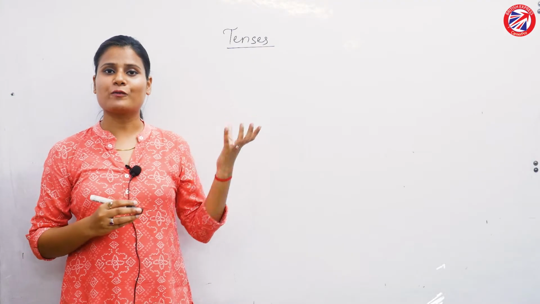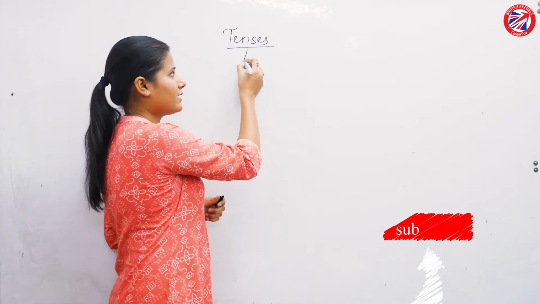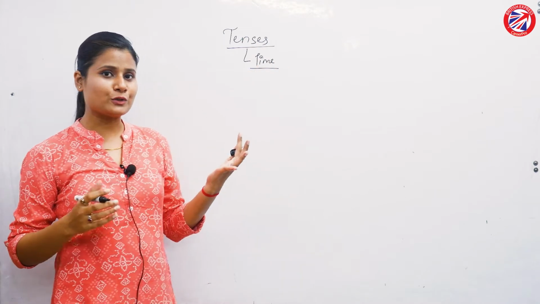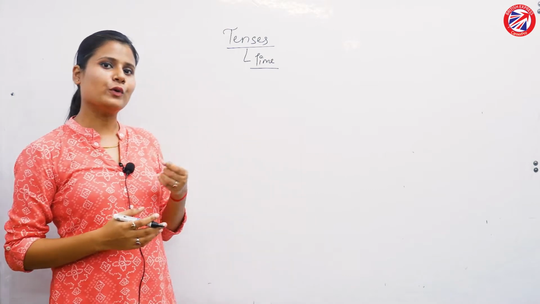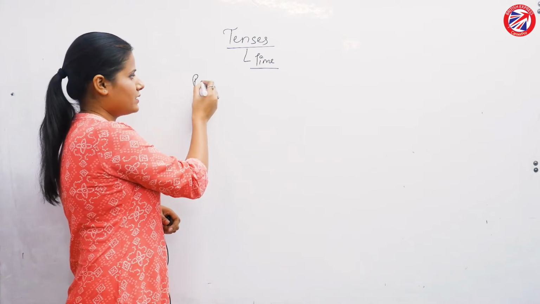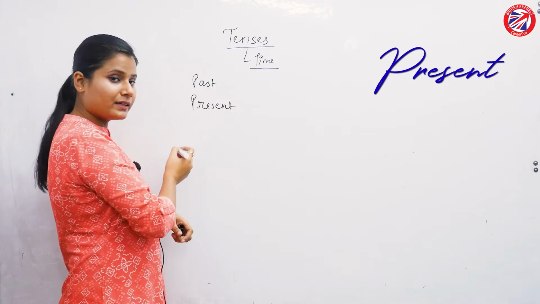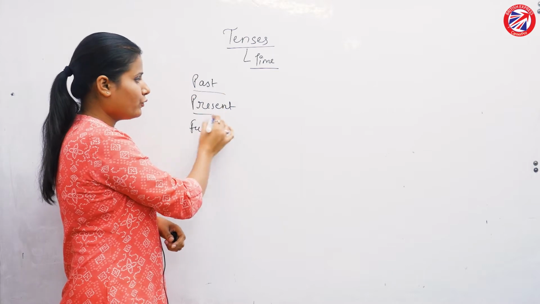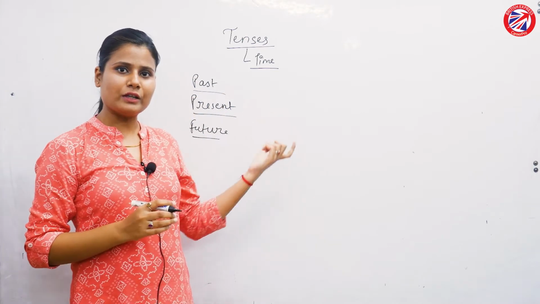So first we have to know what's the meaning of tense. The meaning of tense is time. Do you know how many times we have? We have only three times: first is past, second is present, and third is future. Now we are going to know about these times and how they work with all the categories.